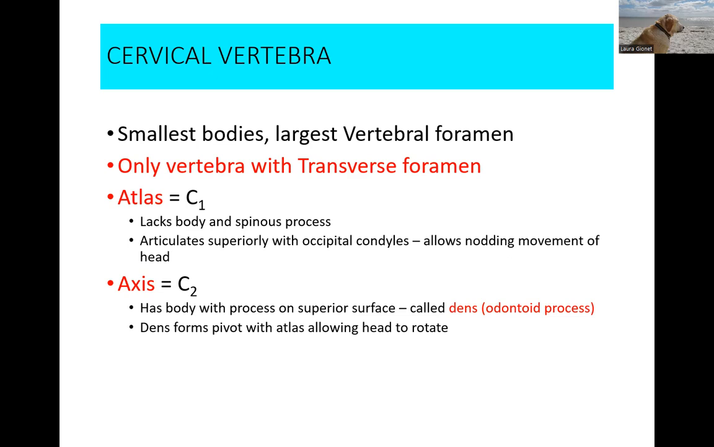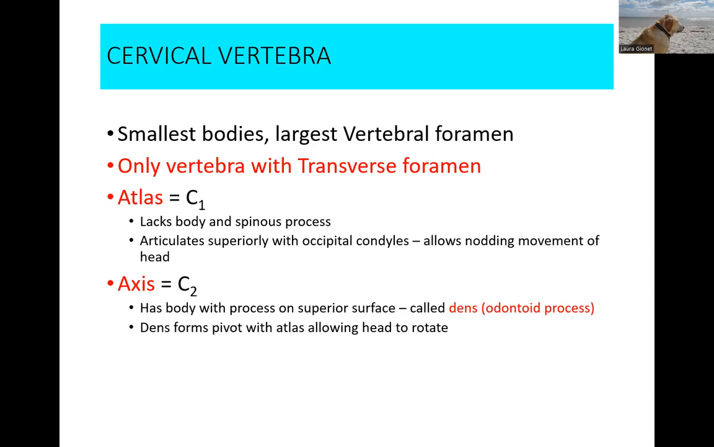The first cervical vertebra and the second cervical vertebra are very unusually shaped, and they have their own names. C1 is also known as Atlas, because Atlas holds up the world in Greek mythology. It articulates above it with the occipital condyles of the skull, or occipital bone. And below it, it articulates with C2, which is known as axis.